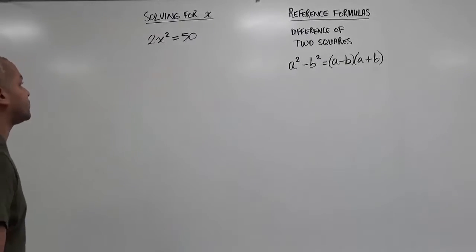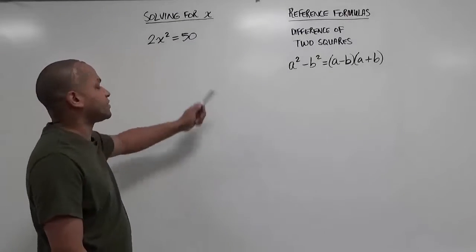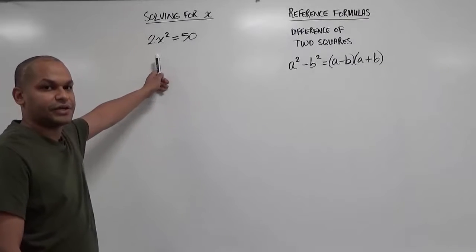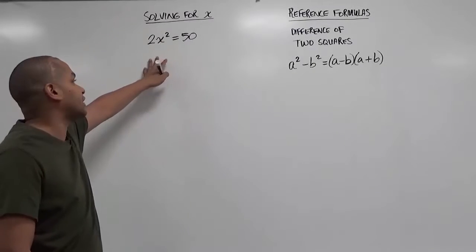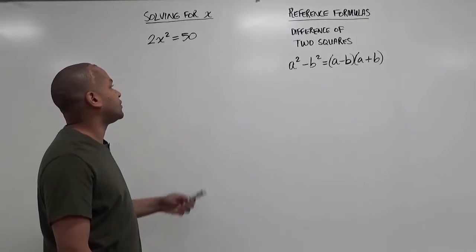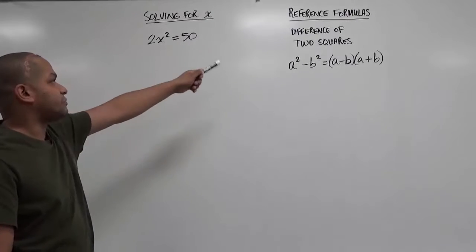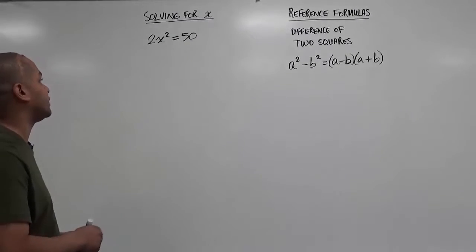So here we have 2x squared equals 50. Our first step is to move over the 50 to the left side of the equation so we can have everything on one side, and then we're going to factor what we have left, first by using the GCF, and then our special reference formula of the difference of two squares.